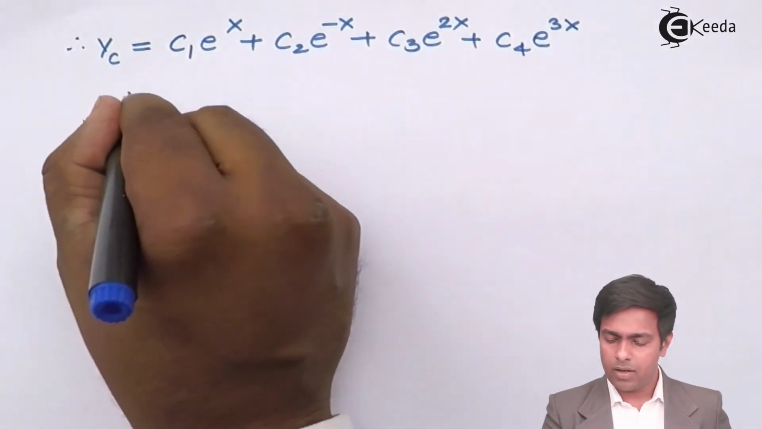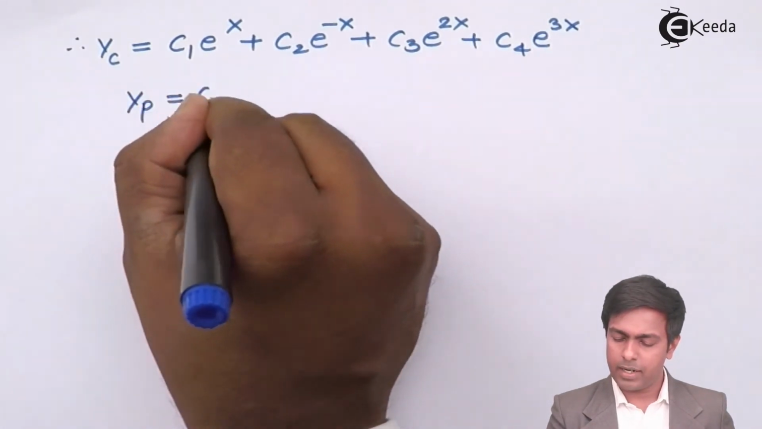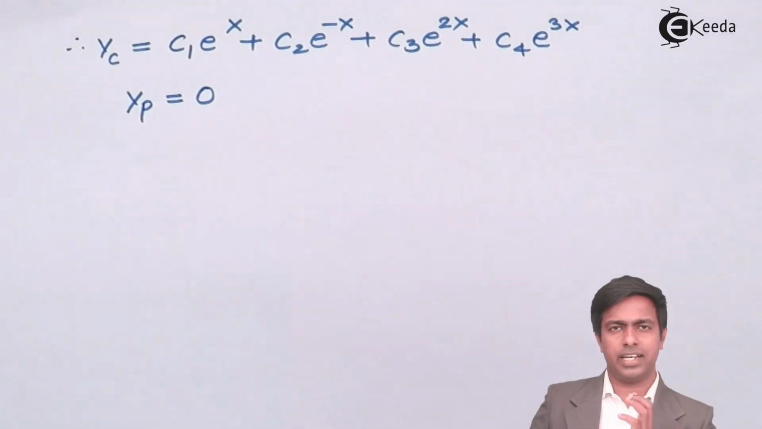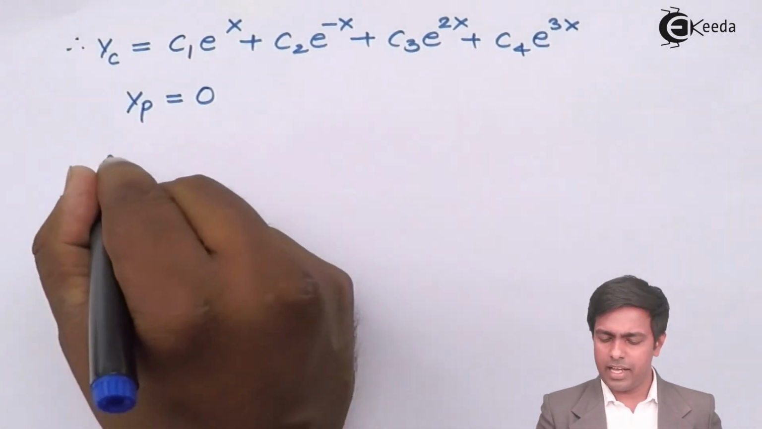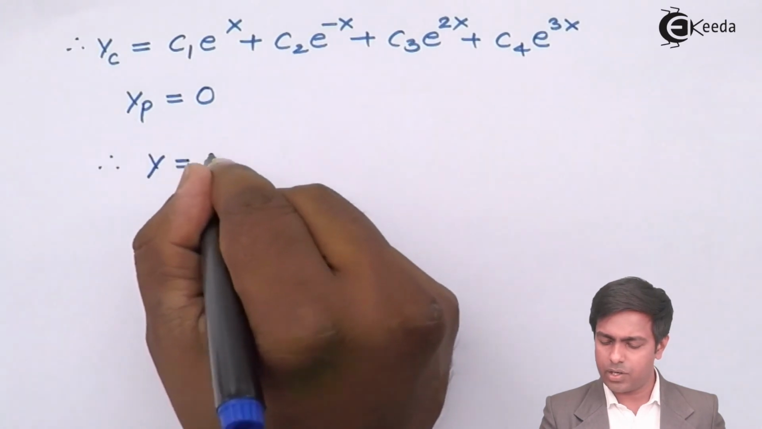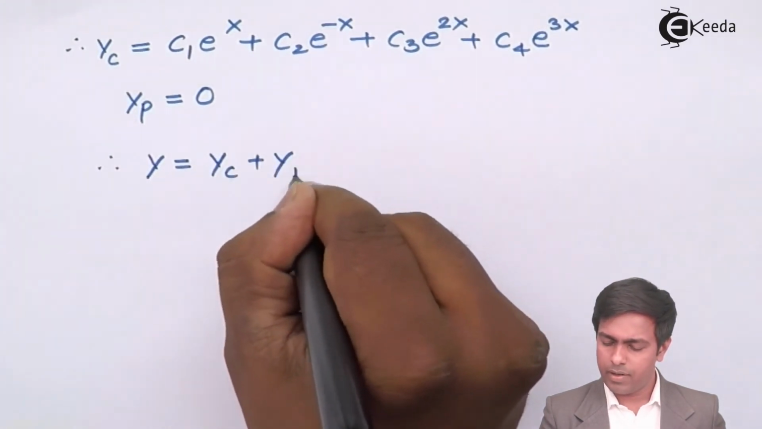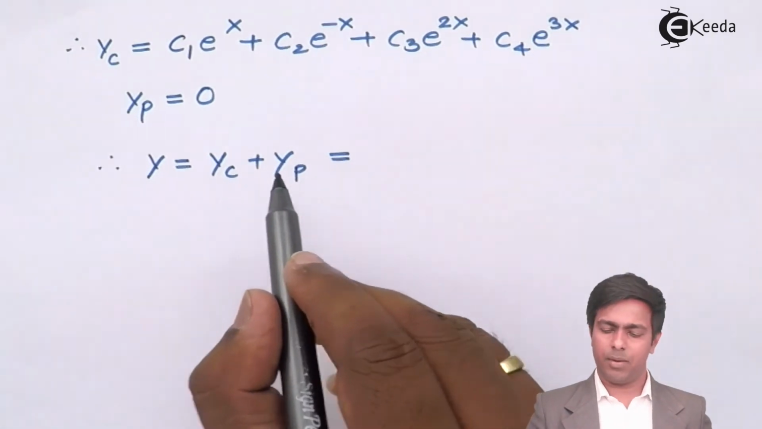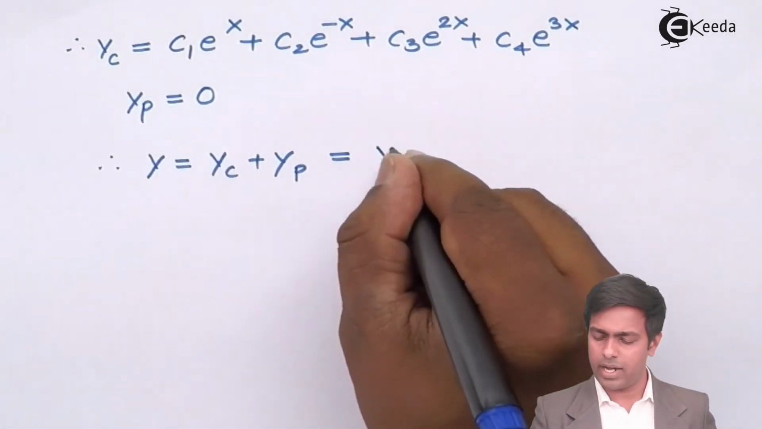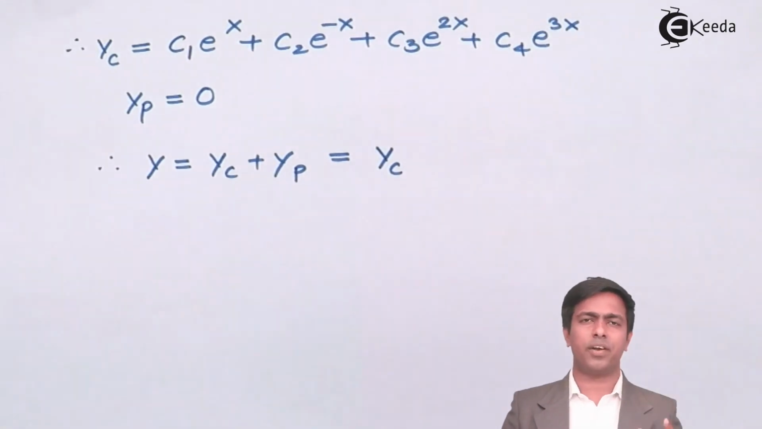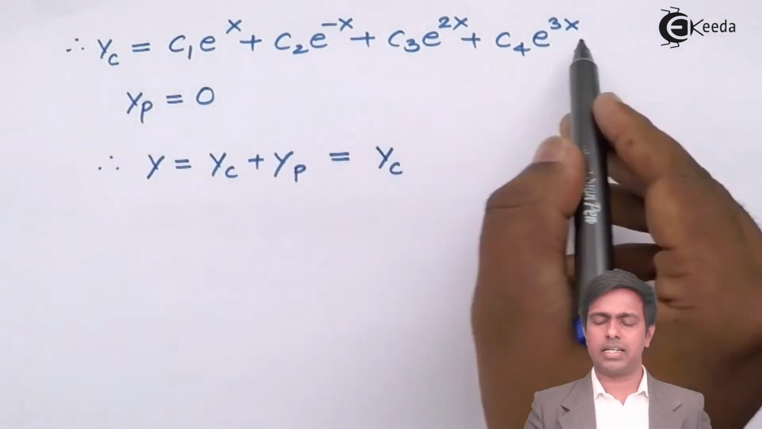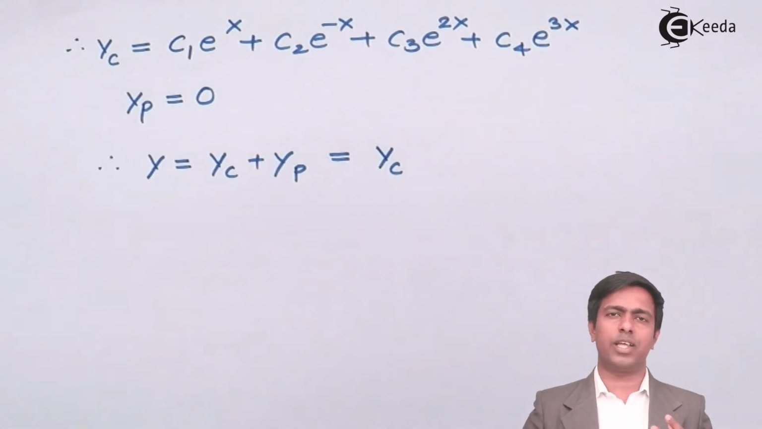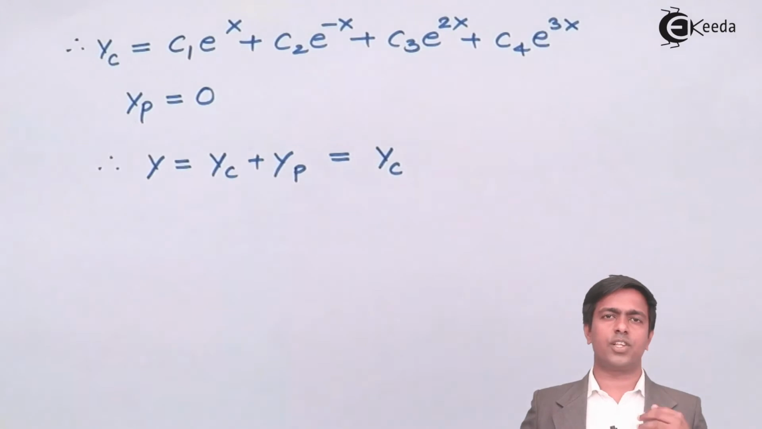Now let's find out yp. But let me tell you that yp is 0, because we have seen in the earlier step that whenever the right hand side is 0, yp is always 0. And therefore we can say that y is equal to yc plus yp, that is complementary function plus particular integral, and the particular integral is 0, and therefore y is equal to only the complementary function. And guys, that is nothing but this solution. So here we got the solution for the given higher order differential equation with constant coefficients.